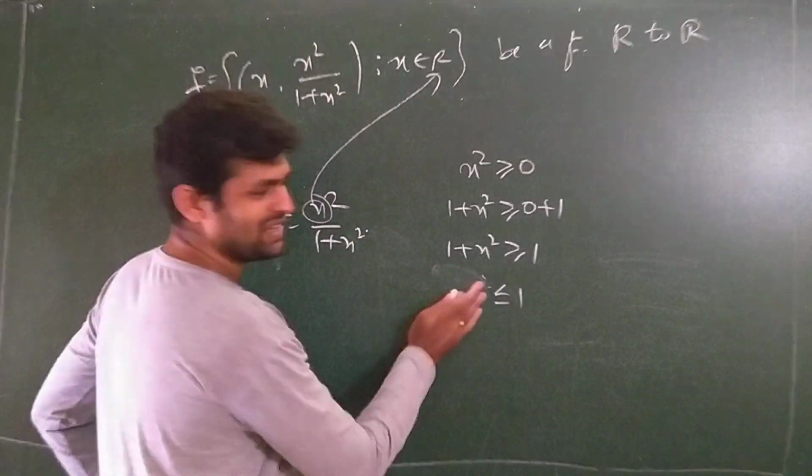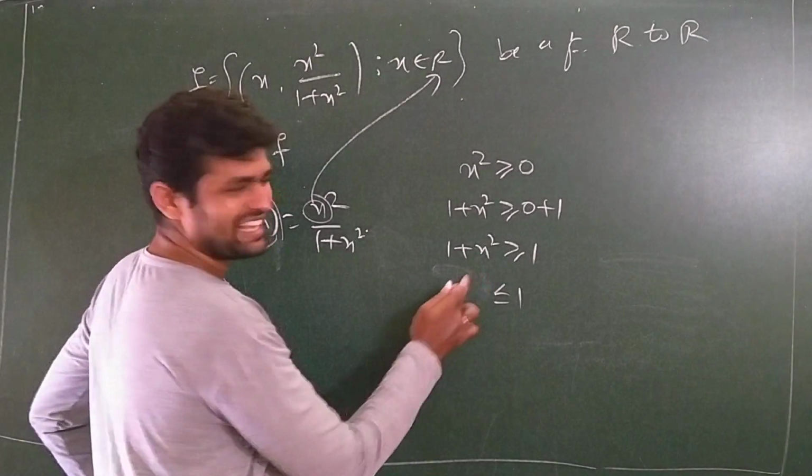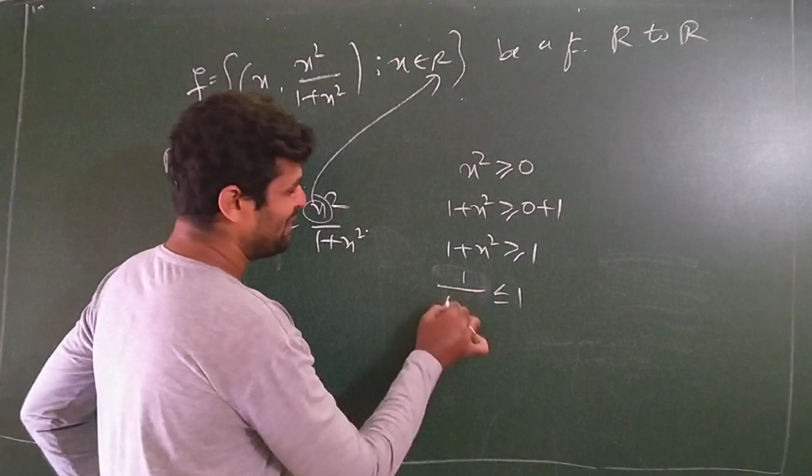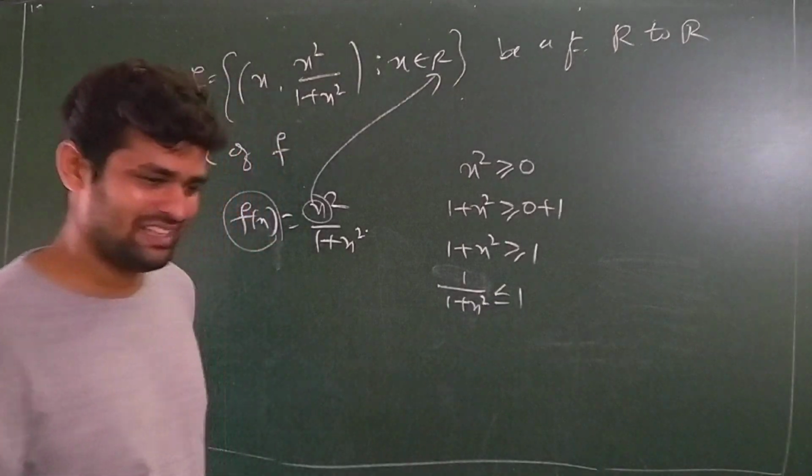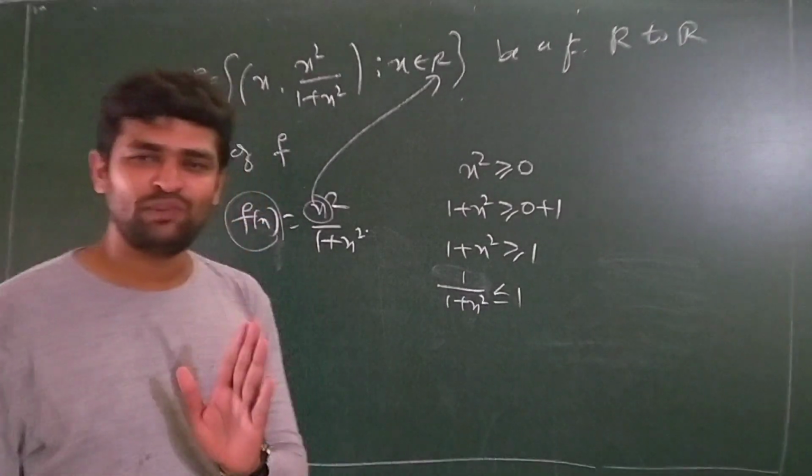Sorry, inequality level. Something we made a mistake there. 1 divided by 1 plus x square, isn't it? Correct? Okay. Now look at this point very carefully.